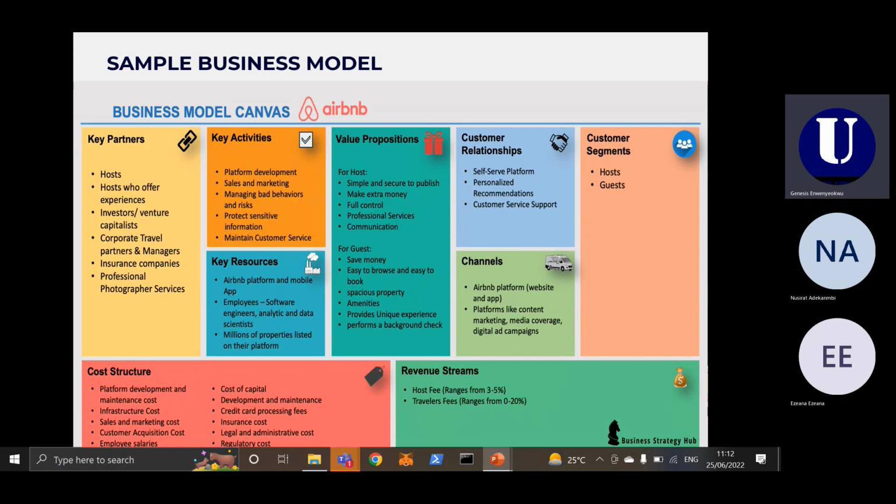Now, the last one we'll be looking at is Airbnb. That's the last business model we'll be looking at, that of Airbnb. For Airbnb, there are two customer segments. It's basically the host and the guest. The host is the one who owns the property. The guest is one who wants to use it. And for Airbnb, it's basically a marketplace to bring together the host and the guest.